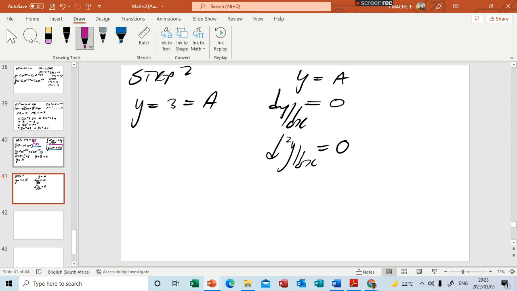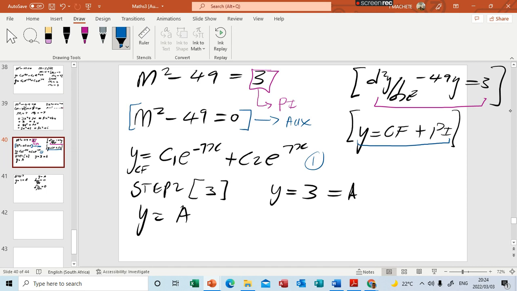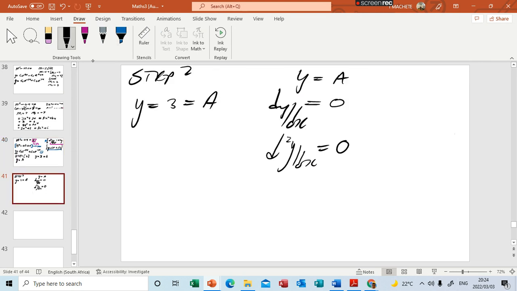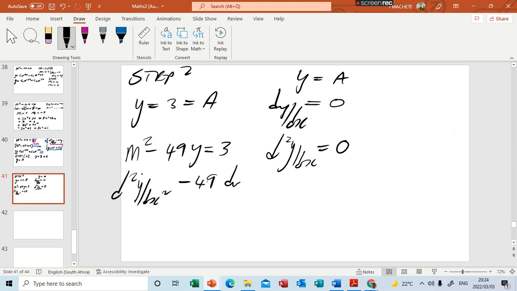Then you saw that formula that I wrote on the corner there. It's very important. I'm gonna have to go back to this equation and substitute my values there. It was m squared minus 49 y equals 3. In the form of the derivative, it's d2y over dx squared minus 49 y equals 3. So you're gonna substitute those values back into the original equation. You're gonna put 0 there.